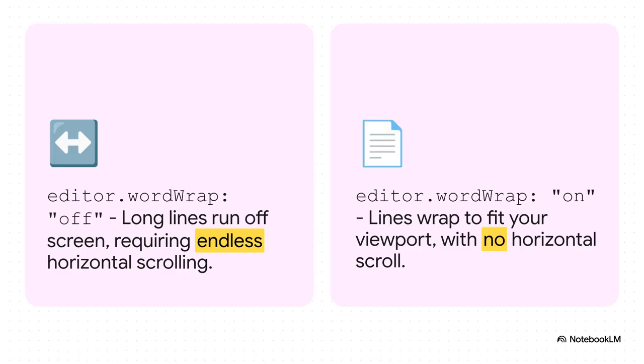So look, with Word Wrap off, you've got these long lines of code just running right off the screen. You're scrolling sideways forever. It's like trying to style hair in a wind tunnel. But just flip editor.wordWrap to on, and bam, everything just neatly wraps to fit inside your screen. No more horizontal scroll. It's such a simple fix for a much, much cleaner workspace.